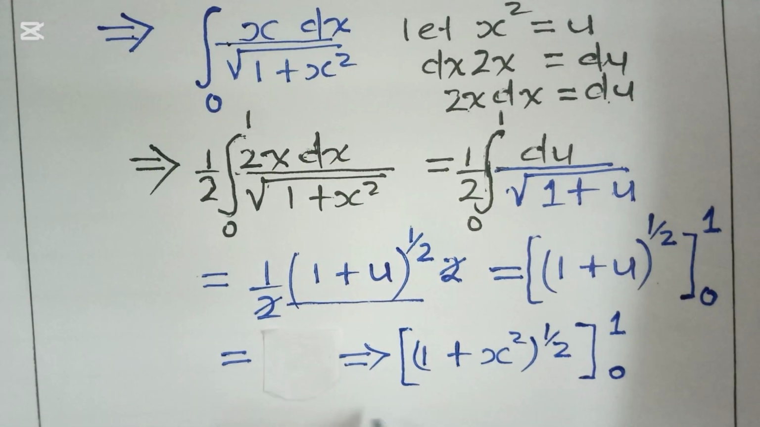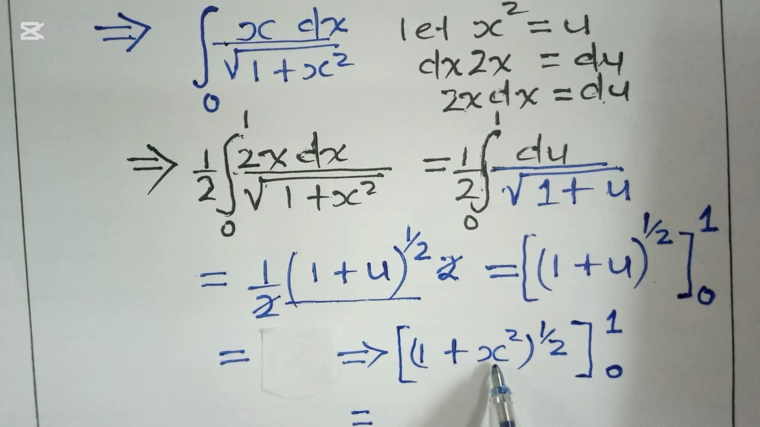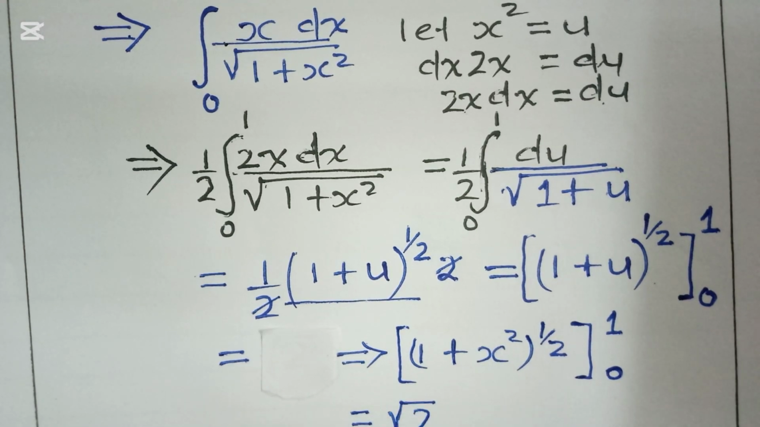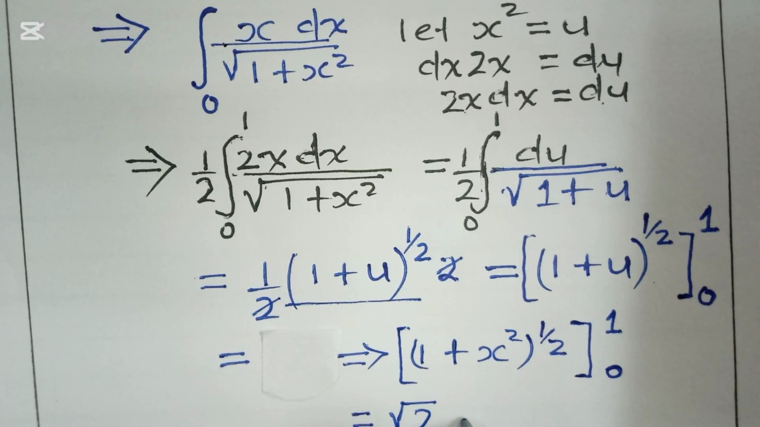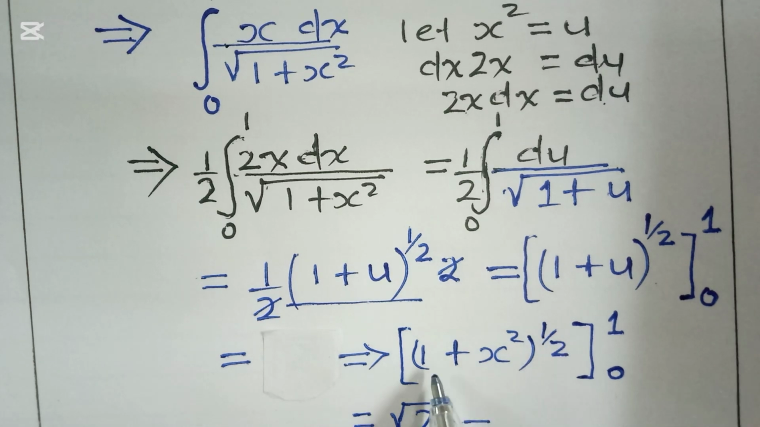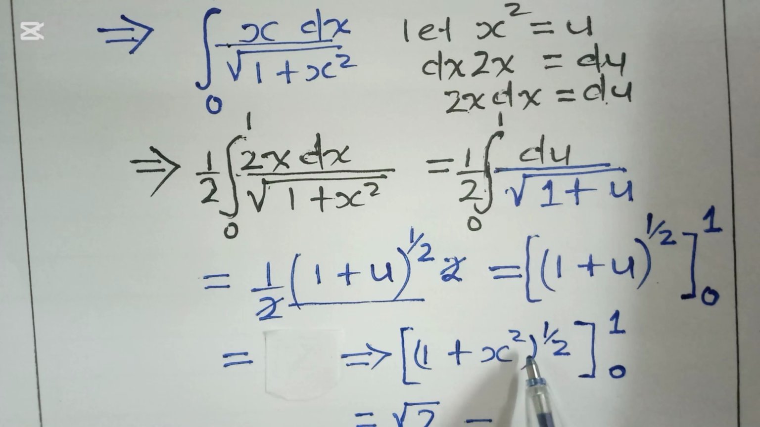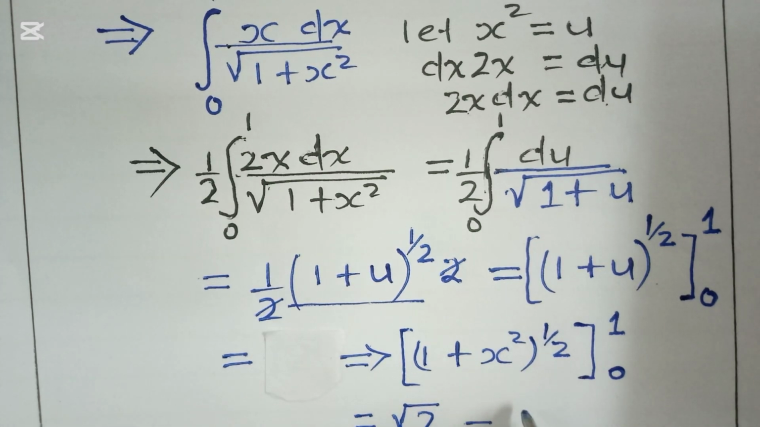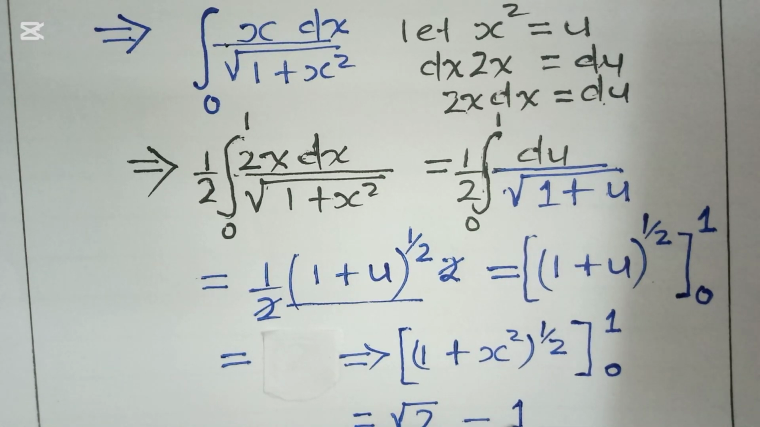So guys, now we can put our limits there. If you put 1 here, you shall have 1 plus 1 is 2, and then 2 raised to a half, that is square root of 2. Guys, now we can put the 0. We shall have minus, when we put 0, we have 1, and this is going to be square root of 1, which is the same as 1. So guys, we write like that.